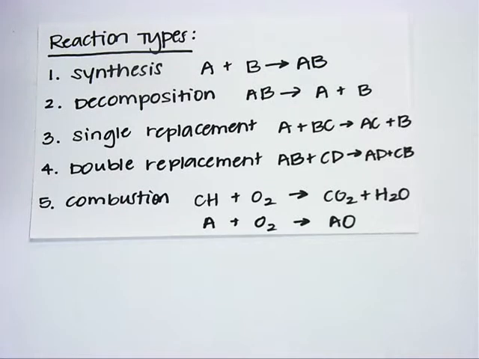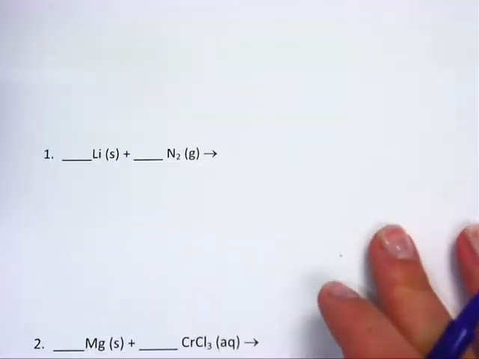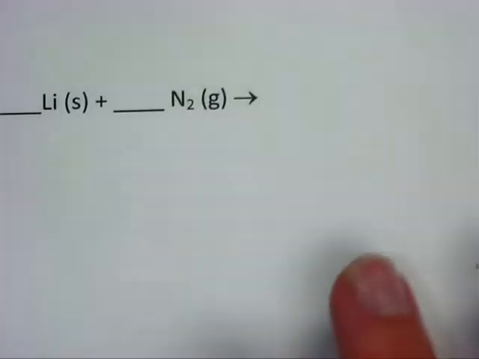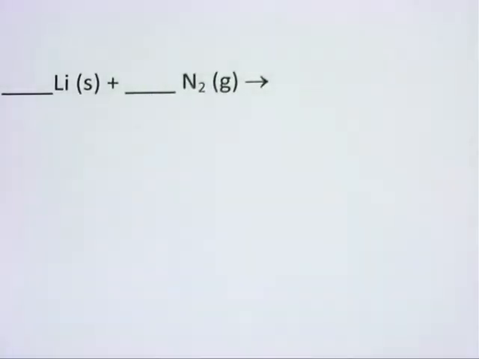Now we're going to use what we know about reaction types to help us predict the products. So we're going to get the beginning of a reaction, and we're going to have to figure out what happens next. So in this first one, I have lithium and nitrogen, and they are going together, and I'm going to figure out what they're making.